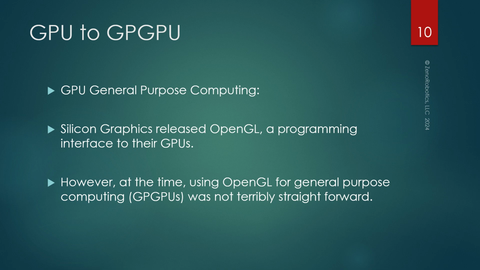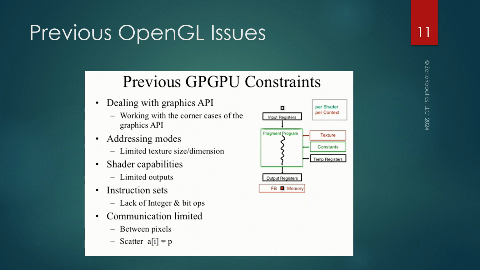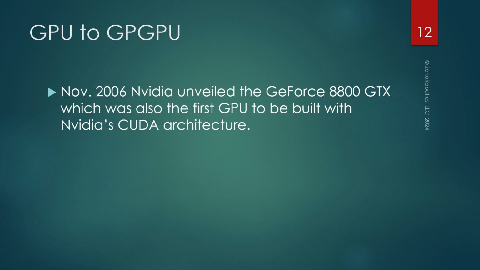So Silicon Graphics released their OpenGL, so their own programming language, but at the time that was not terribly straightforward to use and a little bit convoluted. It wasn't very good for general purpose. And so this just kind of addresses some issues. So in 2006, NVIDIA unveiled their GeForce 8800 GTX, which was the first GPU to be built with NVIDIA's CUDA architecture.